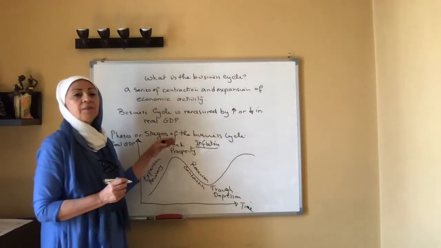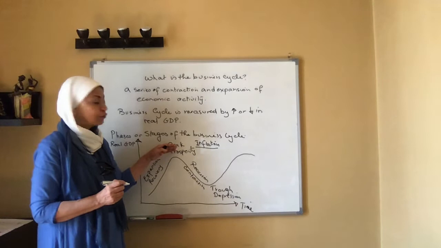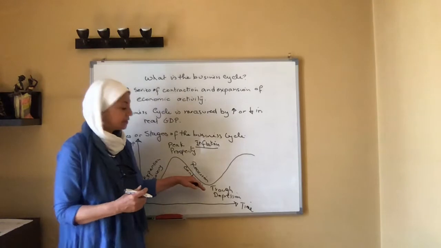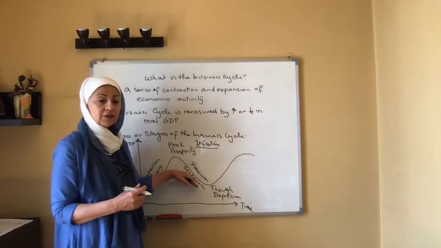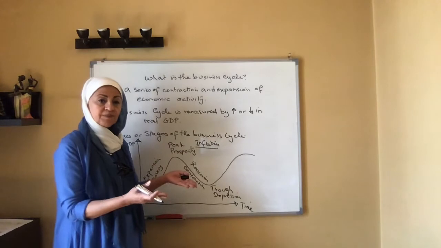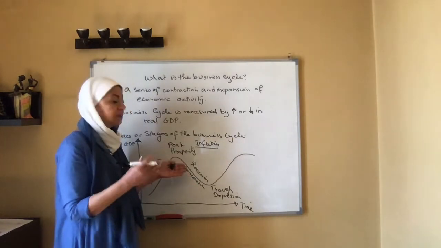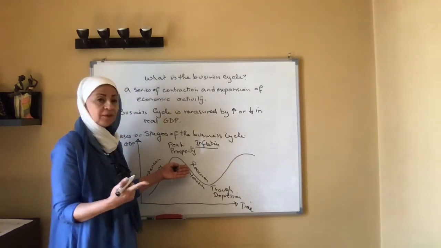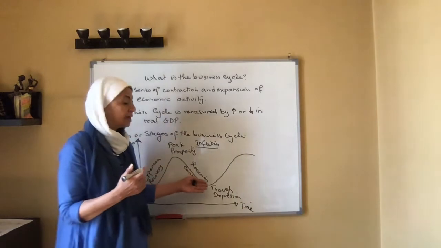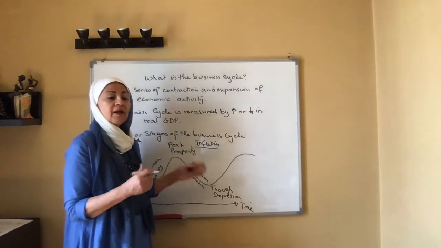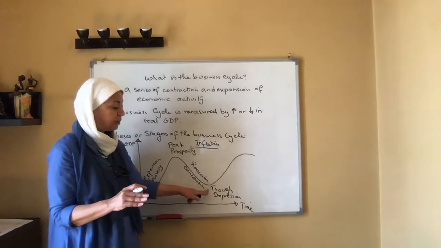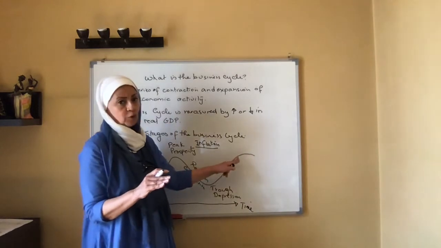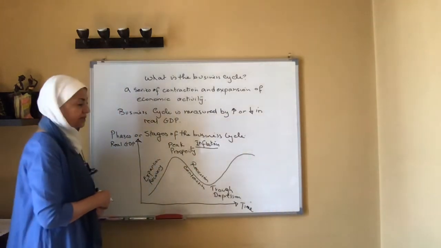At this stage, businesses do not find it profitable to produce more, so they slow down. Slowing down is a recession. In a recession or a contraction, businesses decrease their production. They lay off some of their workers, so unemployment increases, real GDP decreases. This continues until they reach a point where this is the minimum production that could be reached. This is the minimum employment, and then we go through another business cycle.